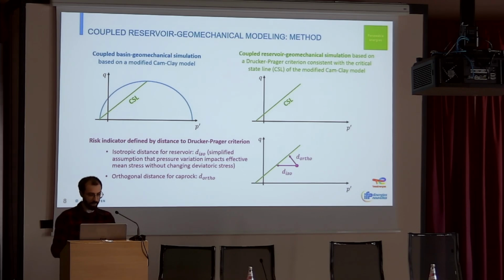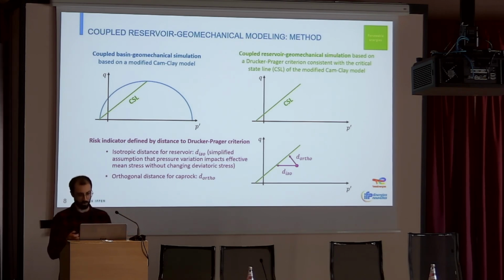And so what is the risk indicator here in the reservoir? It's defined by the distance to the Drucker-Prager criterion, so to this line. So for the reservoir, we'll use an isotropic distance, which is a simplified assumption. We say that only the pressure variation impacts the effective stress without changing the deviatoric stress. So we say that only the injection of CO2 creates a delta of pressure in our reservoir, and this is the only contribution for the reservoir.